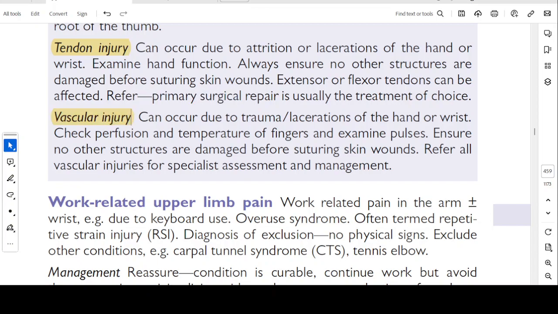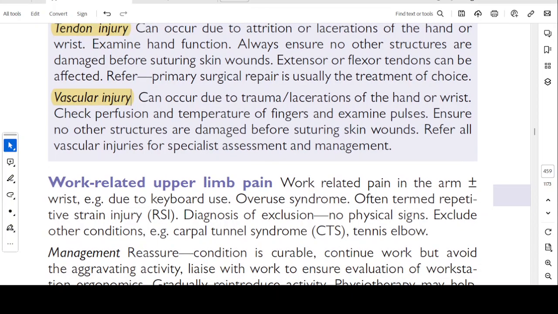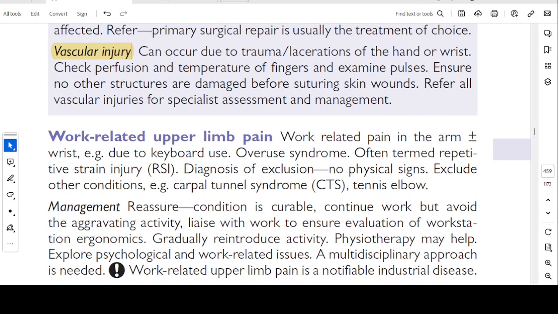Vascular injuries can occur due to trauma or lacerations of the hand or wrist. Check for perfusion, the temperature of the fingers, and examine the pulses. Ensure no other structures are damaged before suturing the skin wounds. Refer all the vascular injuries for specialist assessment and management.